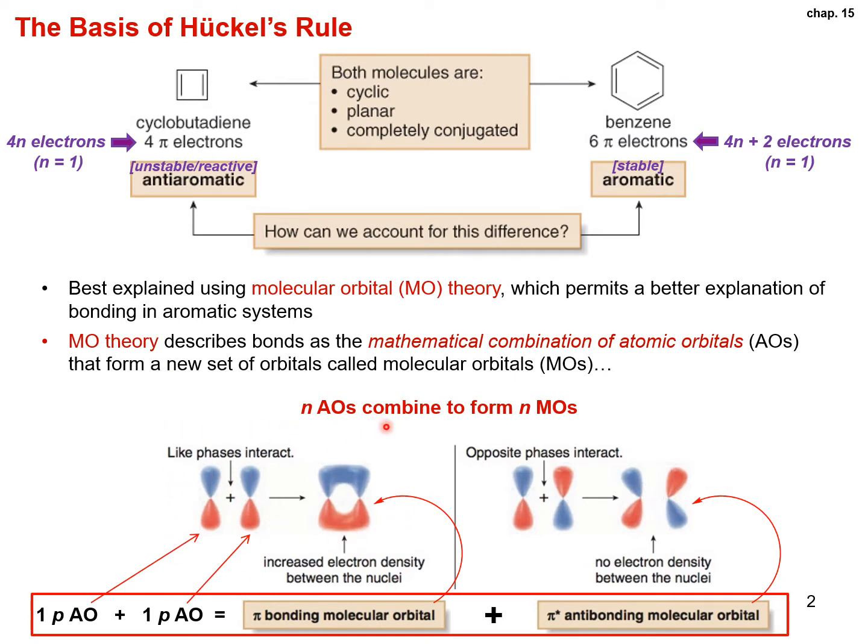We're not going to go into the mathematics, but we'll use these little diagrams. They combine and they form a pi bonding molecular orbital, and they also form a higher energy antibonding molecular orbital. So two atomic orbitals form two molecular orbitals, one bonding, one antibonding.